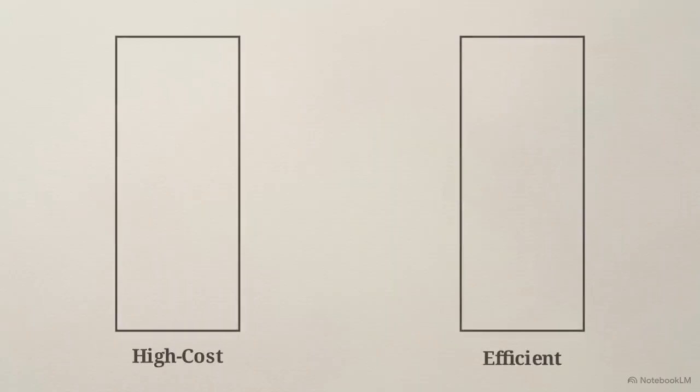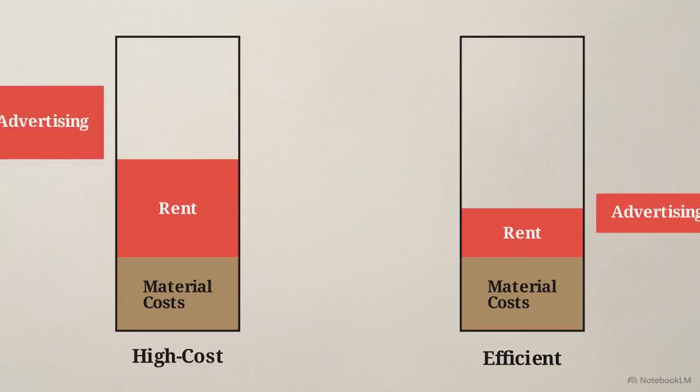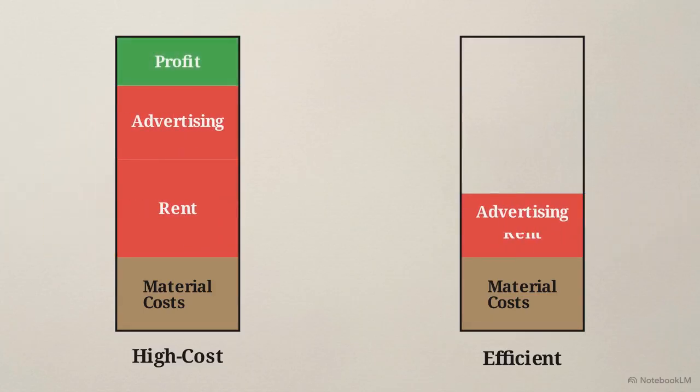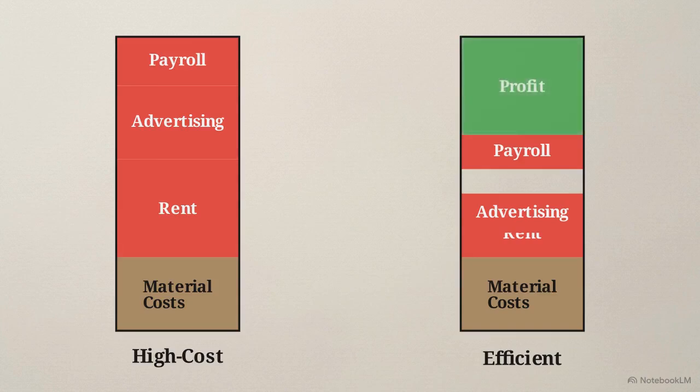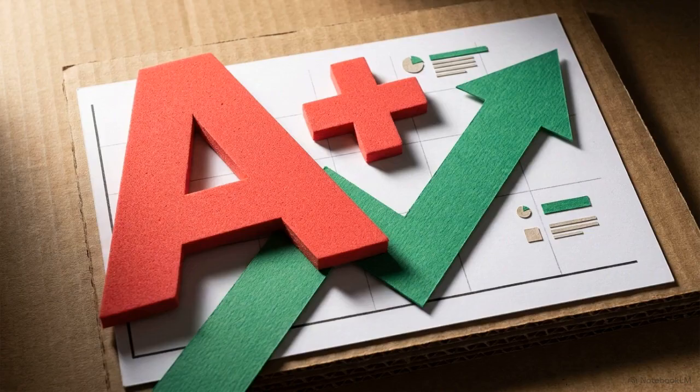This diagram compares two operations. A business can successfully add massive value to its materials, but if it is crushed by high factory rent and massive advertising expenses, it will still fail to generate a single dollar of profit. Mastering how a business manipulates its inputs and outputs through these two levers gives you the tools you need to evaluate its survival and ace your exam.